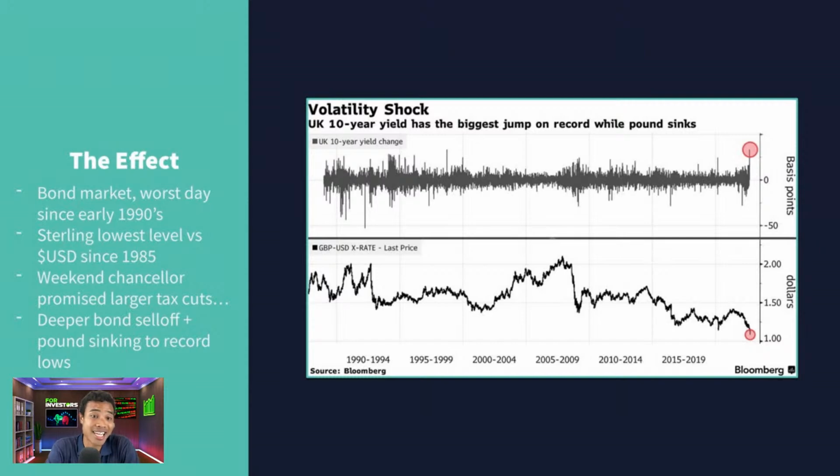Over the weekend, the Chancellor then promised potentially larger tax cuts as well, which led to a deeper bond sell-off on the Monday session and the pound sinking to record lows. So essentially, there was huge uncertainty and almost mayhem and chaos in the markets, as evidenced in the bond market, as well as the British pound and the currency.